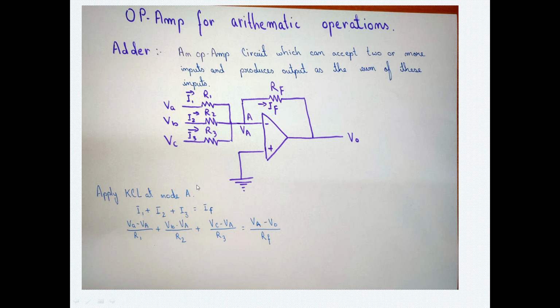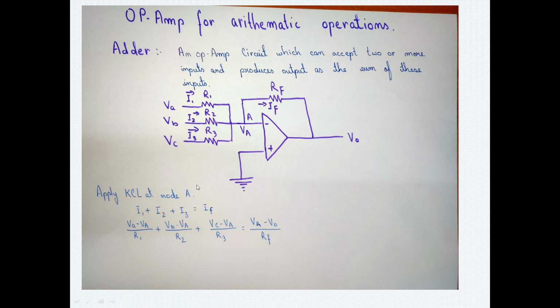So at this node A, the voltage at this node A is VA, and the non-inverting terminal is grounded. So the voltage at the non-inverting terminal is 0. By the concept of virtual ground, the voltage at A, capital VA, is equal to 0.